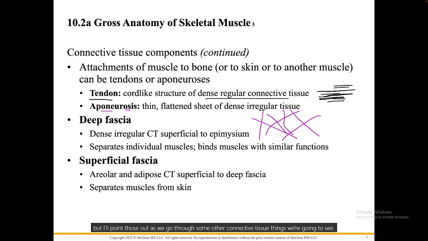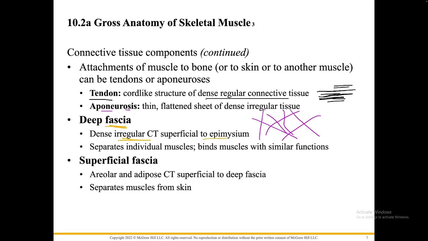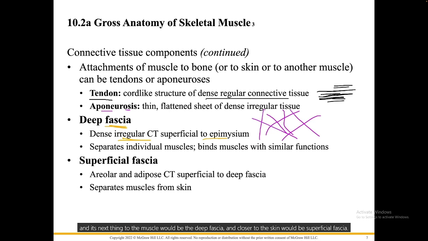Some other connective tissue things we're going to see. Fascia is always a type of connective tissue, and so it's going to have more of that irregular stuff. And it's right close to the muscle itself. Remember, the epimysium was kind of that outer coating of the muscle. And the next thing to the muscle would be the deep fascia. And closer to the skin would be superficial fascia. Closer to the skin is the superficial, and there's probably going to be less dense tissue there and more adipose. Remember, areolar was another name for irregular connective tissue.